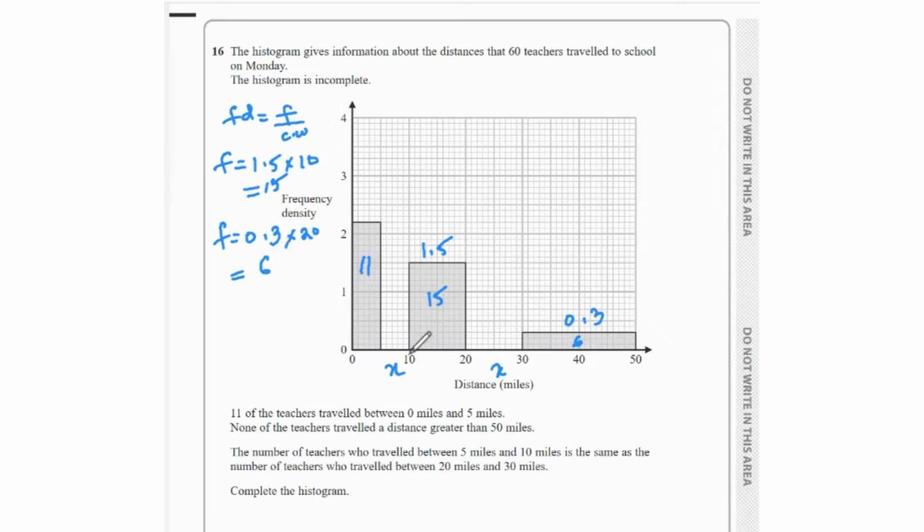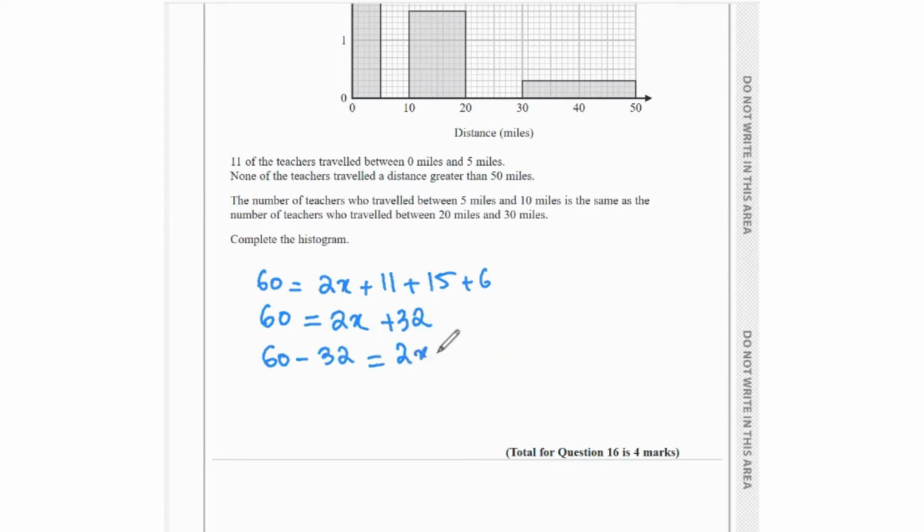So now to find the value of the number of people who are between 5 to 10 and 20 to 30, we create an equation. This is going to be 60 equals 2x plus 11 plus 15 plus 6. So collect the like terms. 11 plus 15 plus 6 is going to give us 32. 60 minus 32 equals 2x, which is equal to 28. 28 divided by 2 is x, which is 14.